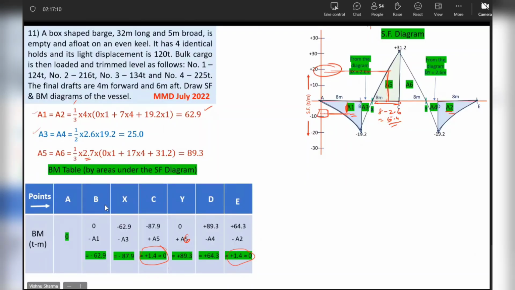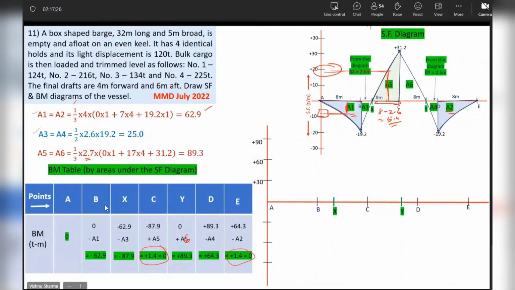Okay. Now we come to the BM diagram based on the BM table. There are plus and minus both. So we have these points. These are the BM values. We have to go up to 90. We put these values as per what is there.